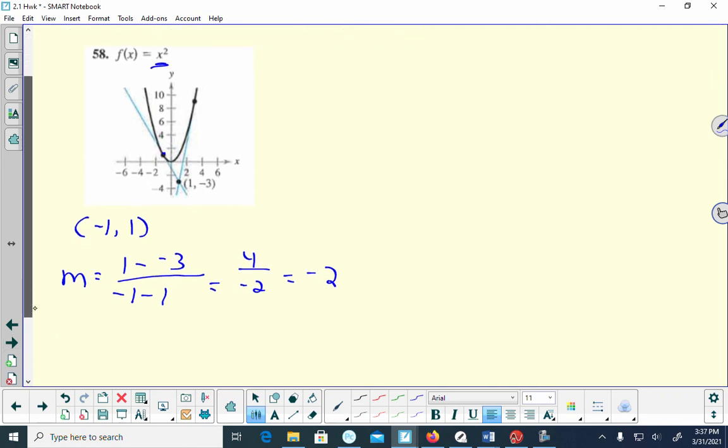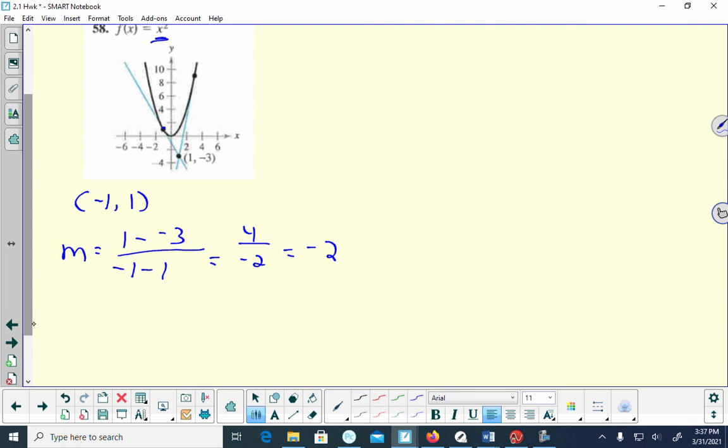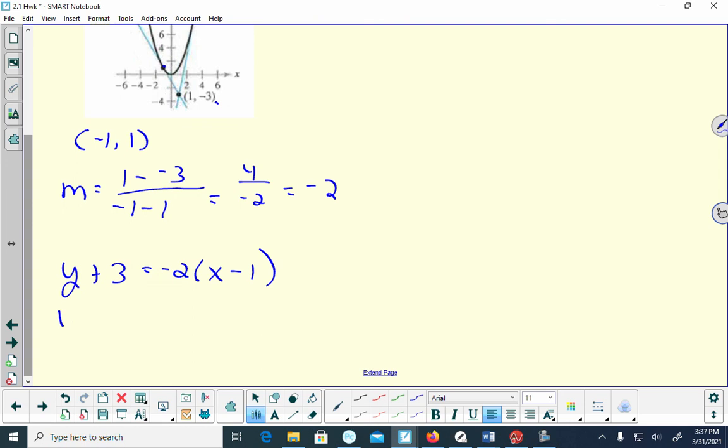And find the equation of the two tangent lines. So now I need to write an equation of the line. I know the slope is negative 2. I can pick either one of these points, and I believe I chose that point. So I'm going to do y minus negative 3, so y plus 3 is equal to negative 2 times x minus 1. So I'm going to have y plus 3 is equal to negative 2x plus 2. Subtract 3. We have negative 2x minus 1.